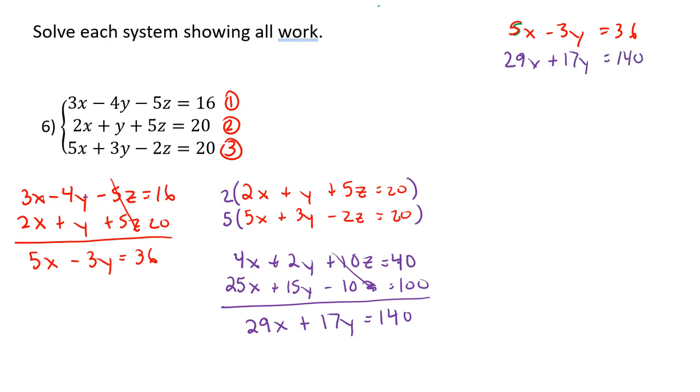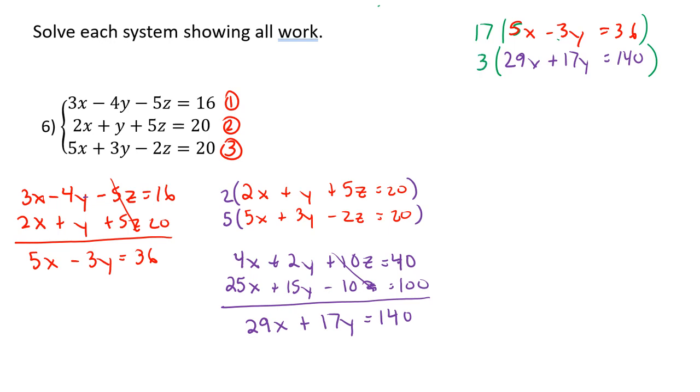All right. So now, numbers are going to be a little annoying. So I'm going to get rid of the y's because one's positive, one's negative. So I'm going to multiply the top by 17 and the bottom by 3.